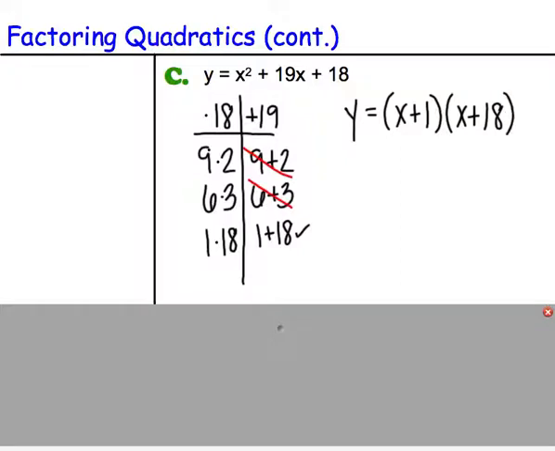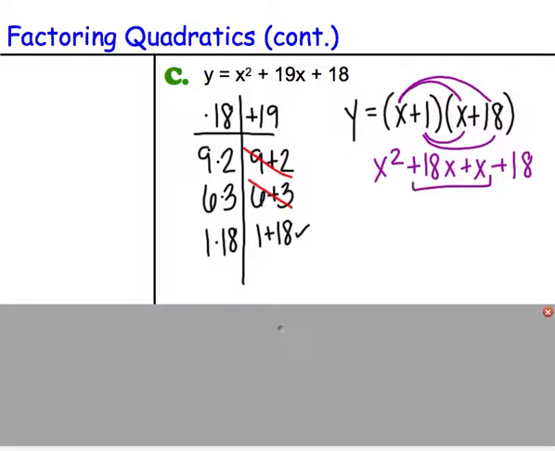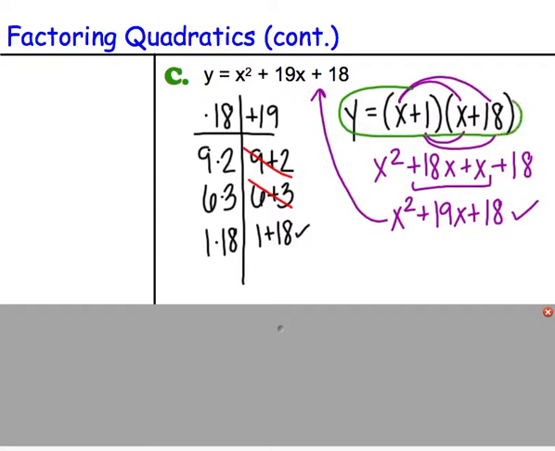Now, I want to go ahead and check this. So I'm going to FOIL it out. x times x is x squared. x times 18 is 18x. 1 times x is x. And 1 times 18 is 18. And when I combine my like terms, I get x squared plus 19x plus 18, which, if I check, is exactly what we had to start with. So I know it's correct. And I can go ahead and circle. Remember, this that I'm circling is what we want our actual answer to be.